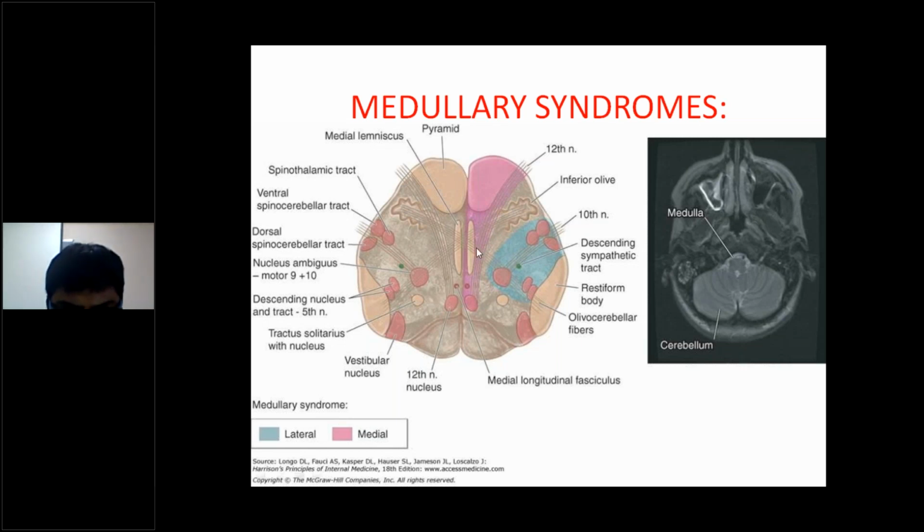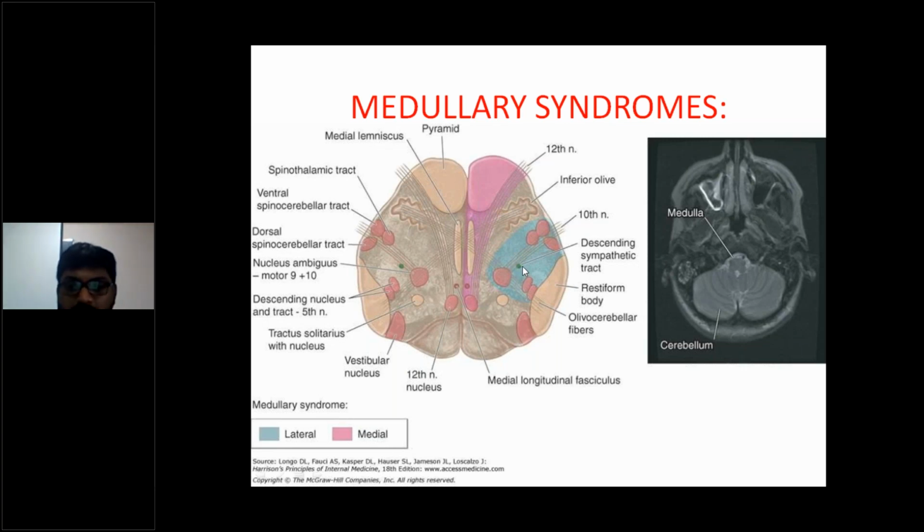So see, this pink colored is medial medulla. This whole is lateral medulla. So medial medulla affected, medial medullary syndrome, what is affected? 12th cranial nerve is affected. Pyramid is affected. Okay. Lateral medullary syndrome, no pyramid is affected, no corticospinal tract is affected. Only 10th cranial nerve, nucleus ambiguus, and the descending sympathetic tract.